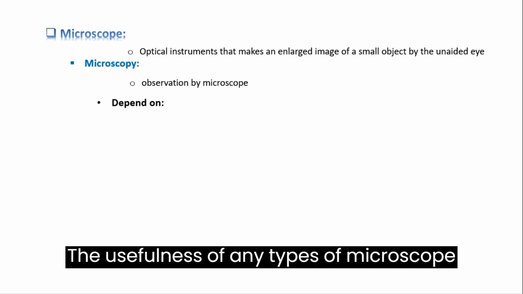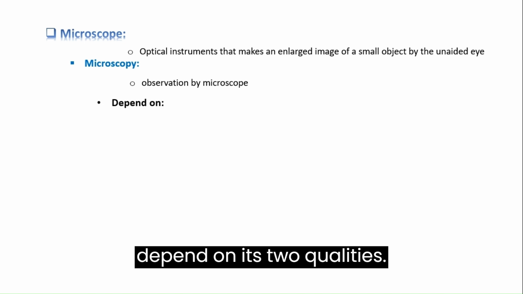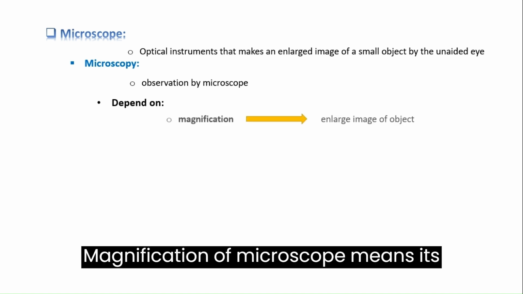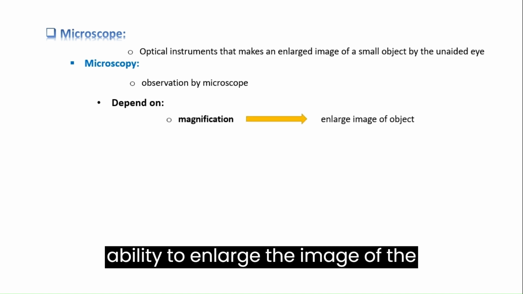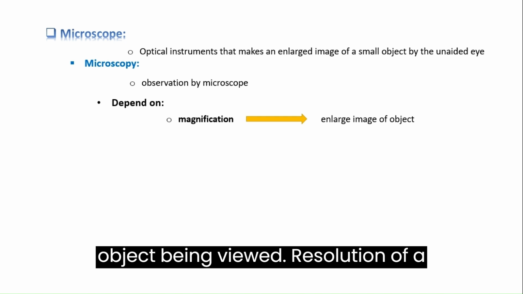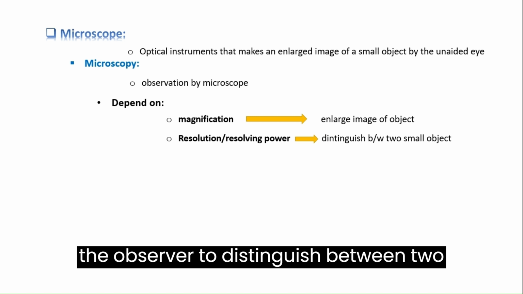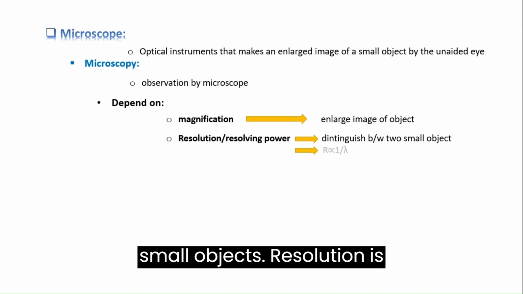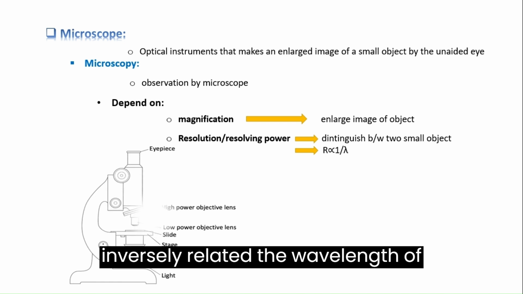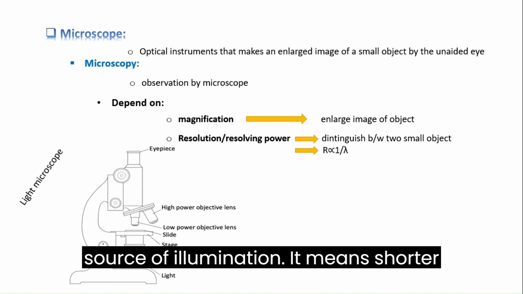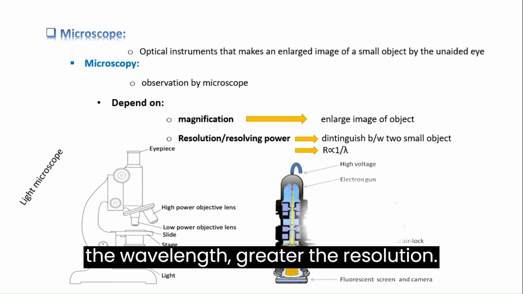The usefulness of any type of microscope depends on its two qualities. Magnification of microscope means its ability to enlarge the image of the object being viewed. Resolution of a microscope implies its ability to allow the observer to distinguish between two small objects. Resolution is inversely related to the wavelength of source of illumination. It means shorter the wavelength, greater the resolution.